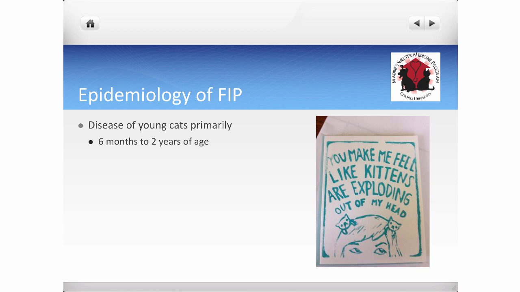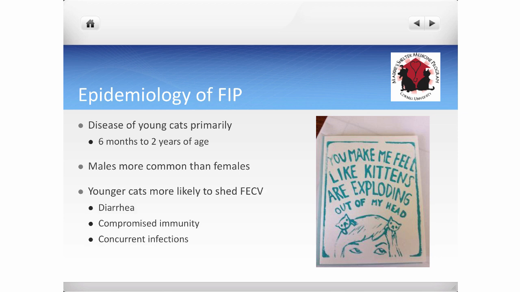Do remember that overall FIP is a disease of young cats, and that probably represents your experience. So we look at kittens and young cats. That somewhat makes sense. They've got compromised immune systems. They tend to shed higher levels of virus. They tend to be the populations that are in shelters, that are in foster care, and actually are in larger populations. Males are more common than females. Don't exactly know why. If anybody has an idea, I'd love to hear it.